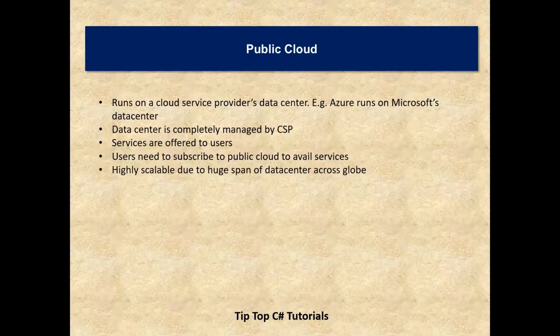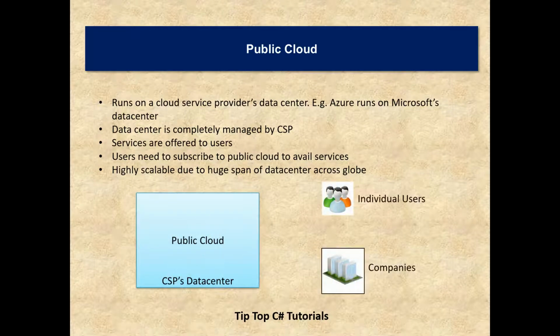And what is the peculiarity of public cloud? It's highly scalable. And what is the reason for that? Because of the huge span of data centers across the globe. For example, considering Microsoft Azure again, it is there in 36 regions across the globe, and Microsoft is planning to add 6 more regions imminently. So if you have an application which needs to be scaled well for billions of users across the globe, public cloud would be the right choice.